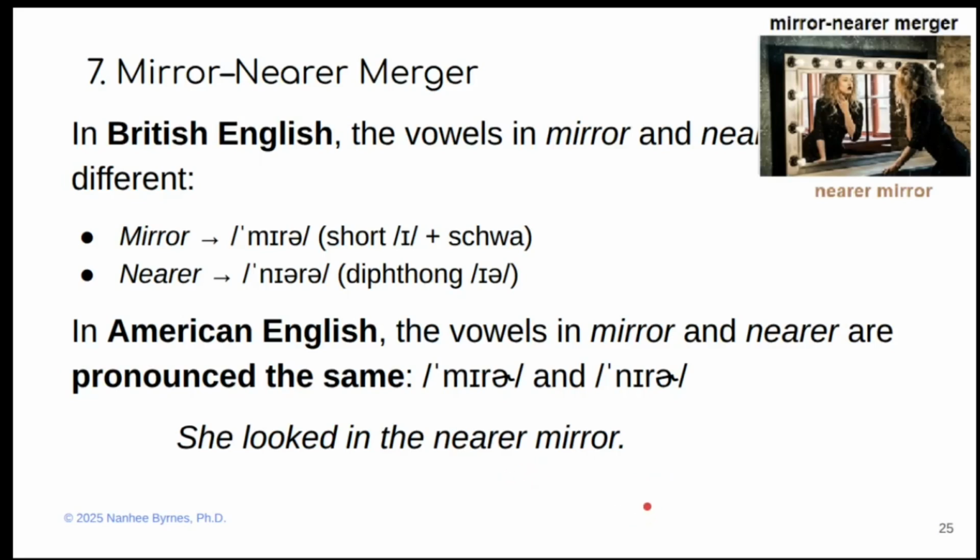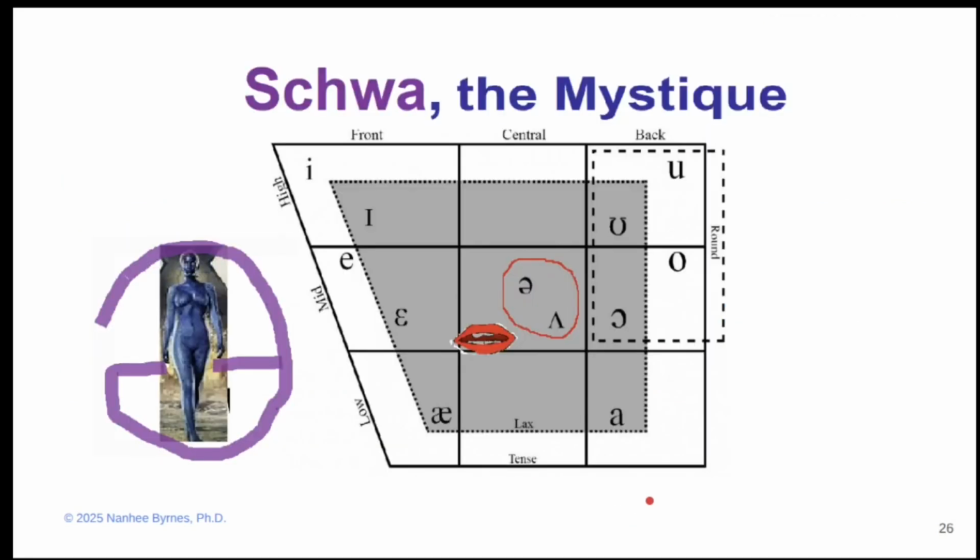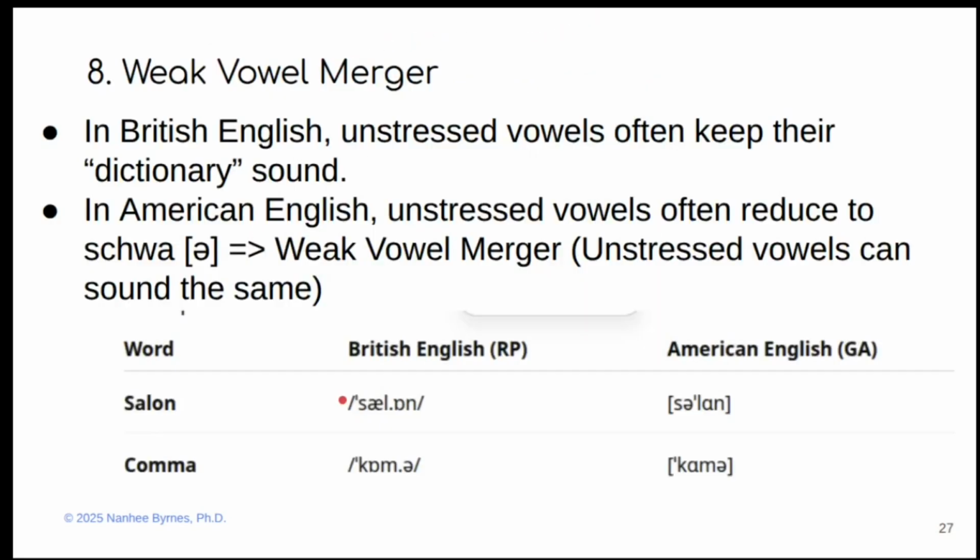I've noticed that in British English, vowels seem to keep their dictionary quality even when they're not stressed. But in American English, unstressed vowels often just sound like schwa. Exactly. That's a key difference. In American English, when vowels are in weak or unstressed syllables, they tend to reduce to schwa. For instance, salon becomes salon, and comma is comma.